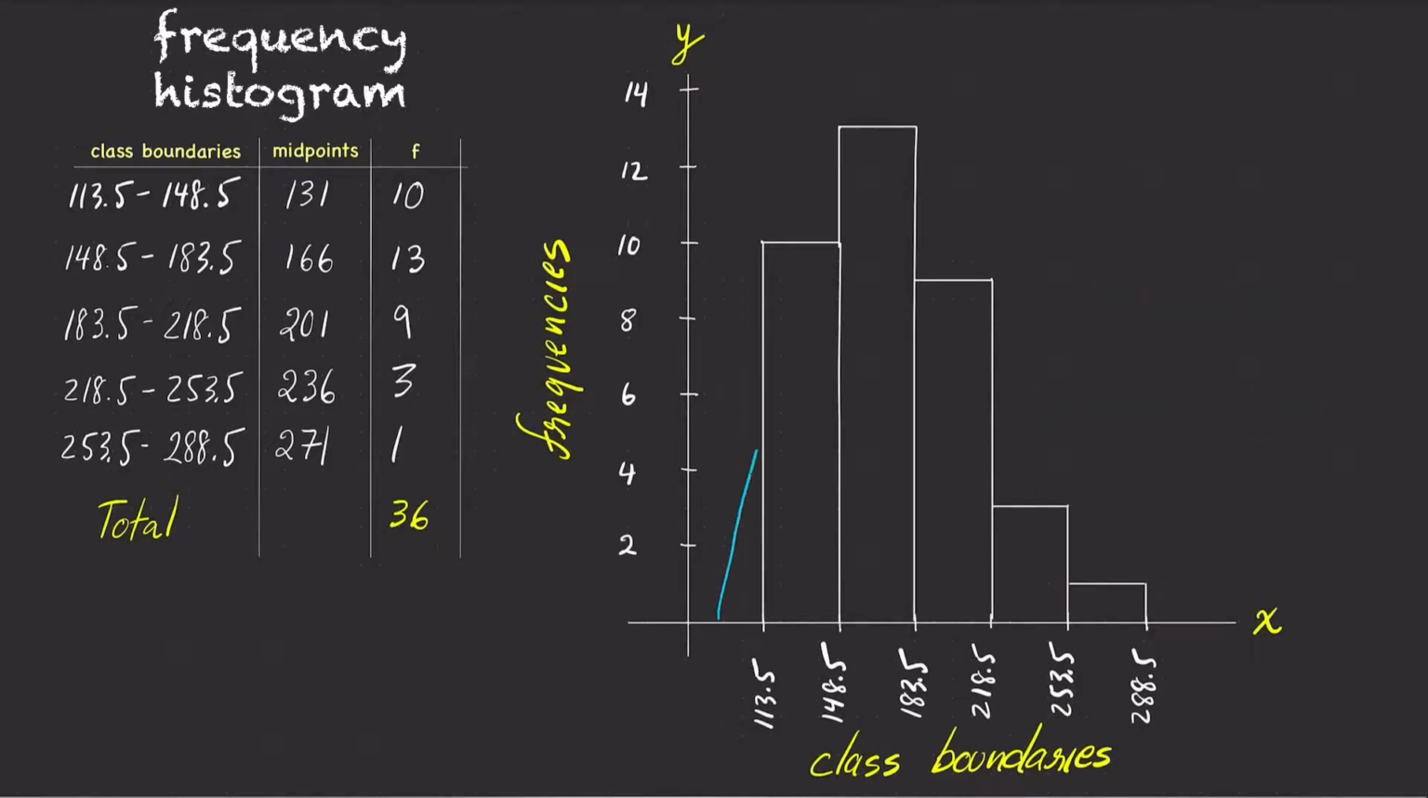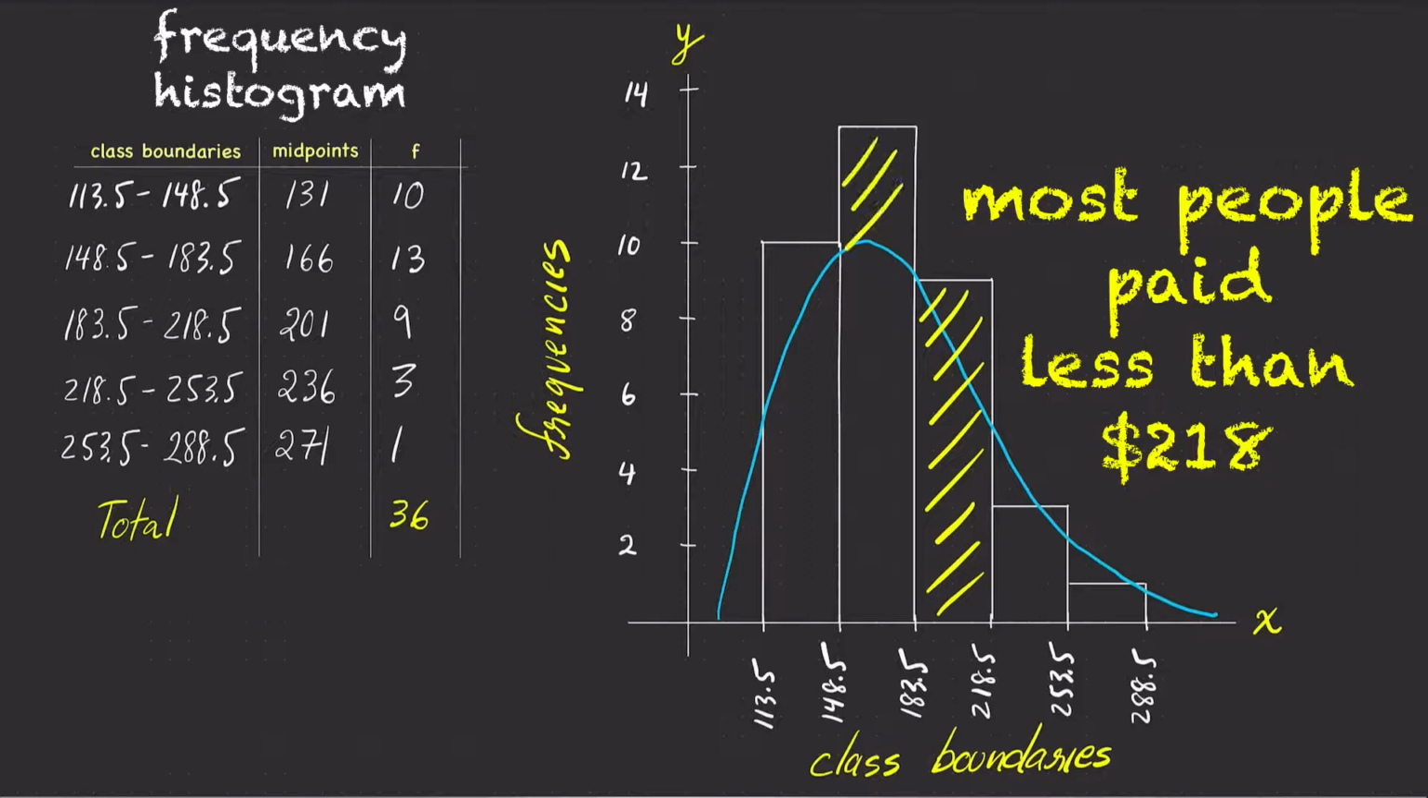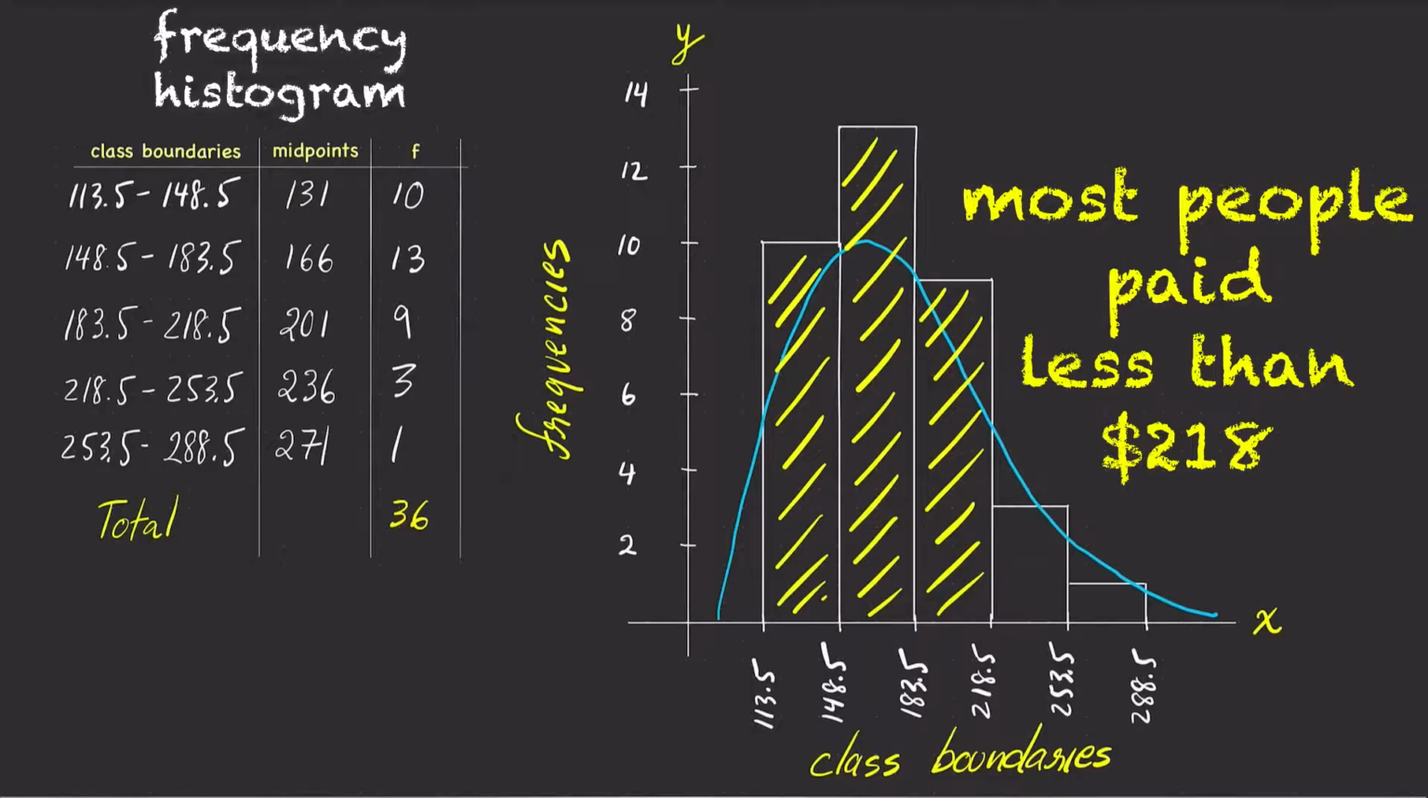A quick glance at the frequency histogram will show us the shape of the data distribution. In this case, notice how the data is skewed to the right, and we can quickly see that most people in the late 20s pay less than $219 for the health insurance premium.